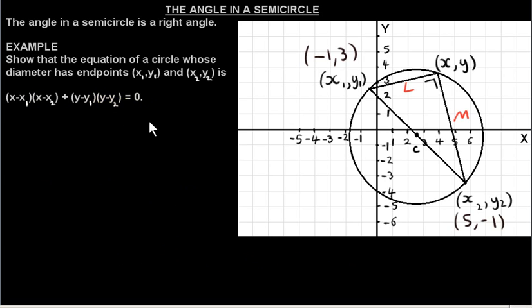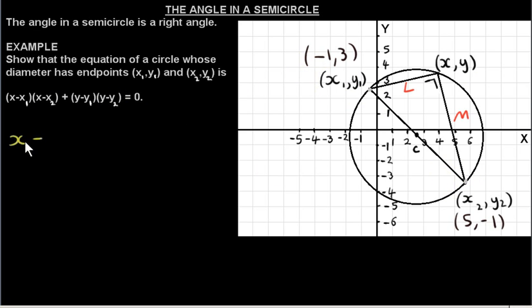Just to see this in action, let's suppose that this point here is minus 1, 3. It isn't on this diagram, but I just want to use integers. And let's suppose that this point is 5, minus 1. We can plug them into our formula, and we will have the equation of the circle whose diameter has endpoints minus 1, 3 and 5, minus 1. So what are we going to get?